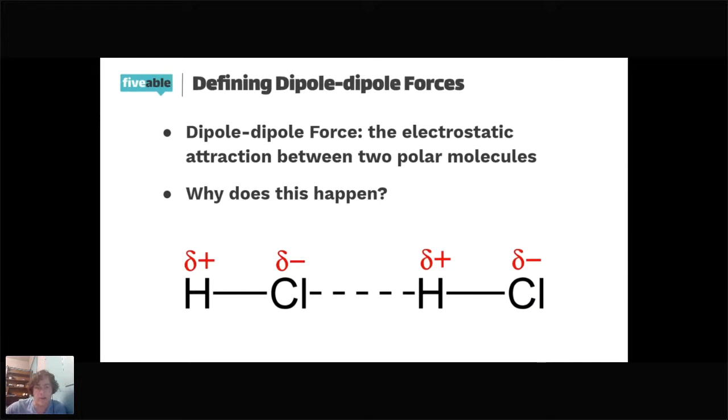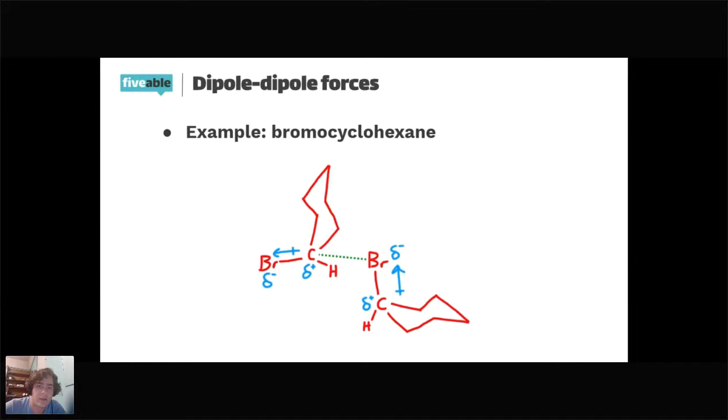So I'm going to show you a really scary drawing real quick for dipole-dipole forces in a more complicated molecule. This is called bromocyclohexane. You may think this is a really weird way to represent a molecule. If you look at the molecule in the bottom right, you see this zigzag structure, which is essentially just a bunch of carbons bonded in a ring together. When you flip it on its side, this is what it looks like. You have the head right here and the tail right here.